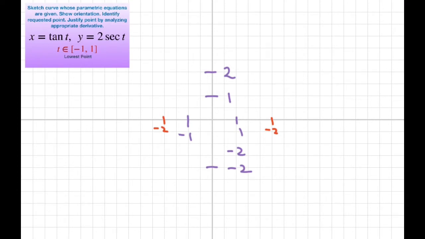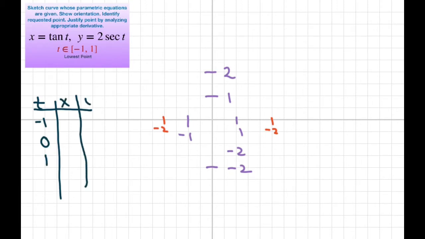If we just take t and we get -1, 0, 1, and let's look at our x and our y. Looking at that, at -1, tan is going to be -1.55, and secant of -1 is going to be 1.85, times 2 is going to be 3.7-ish. So these are all approximate.